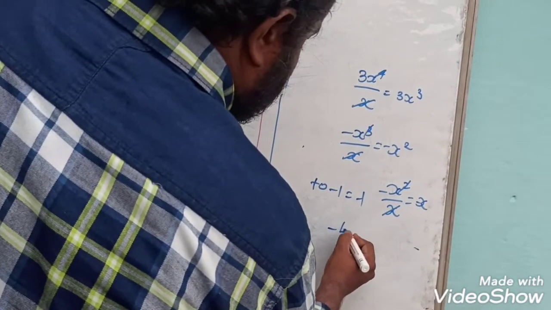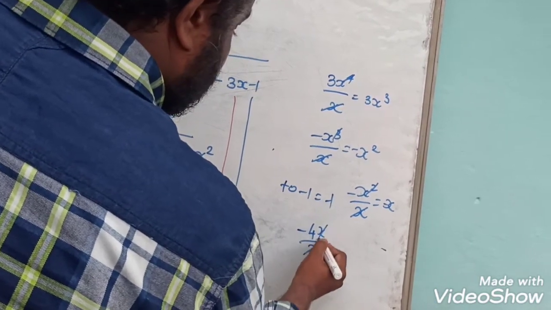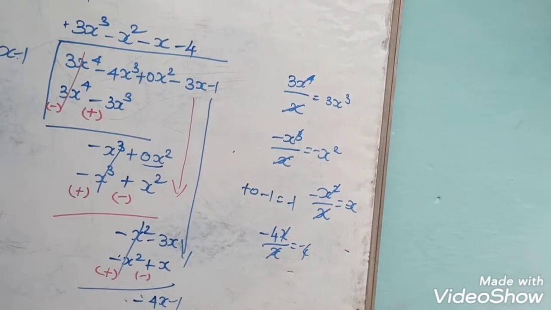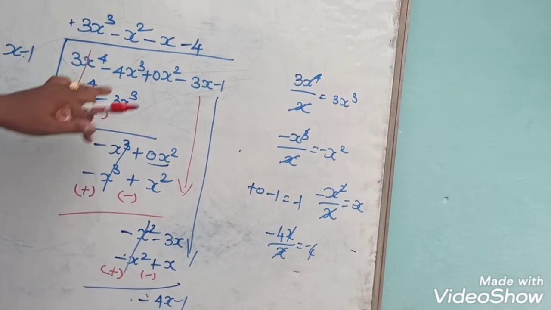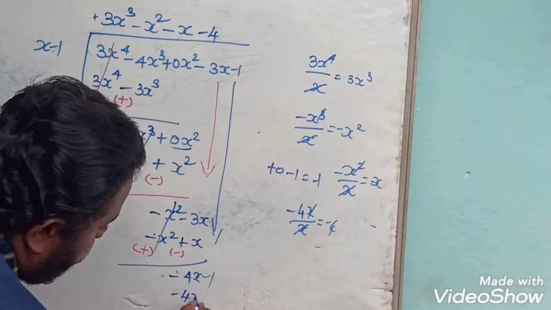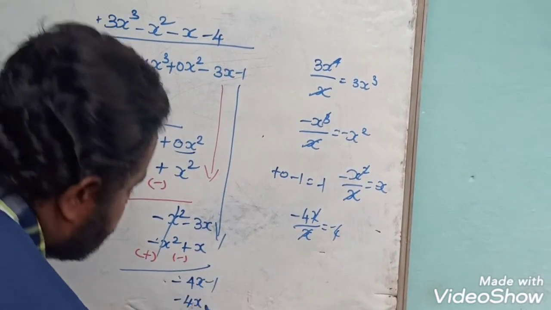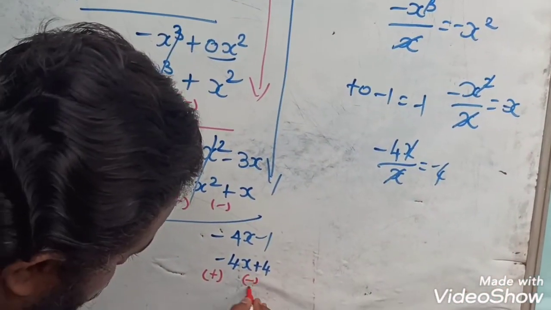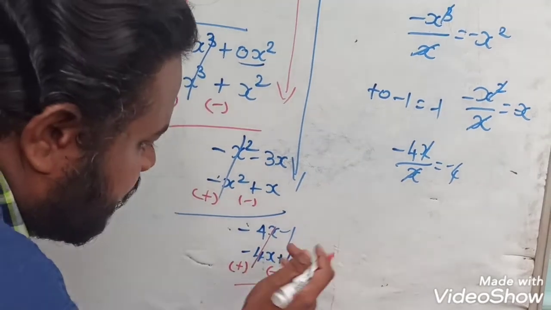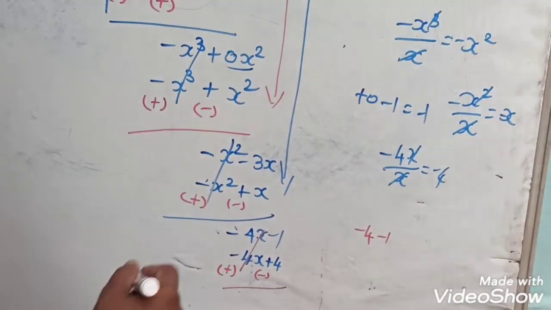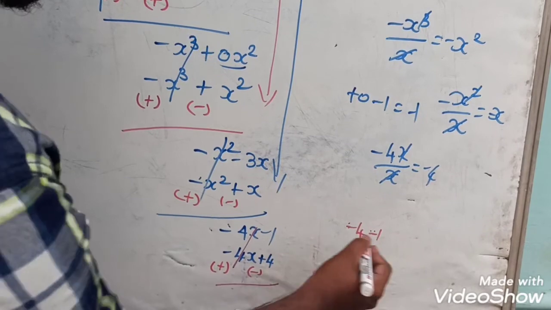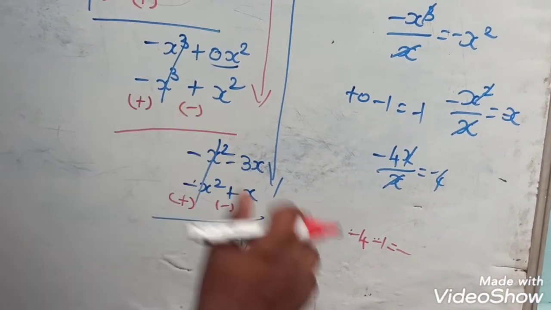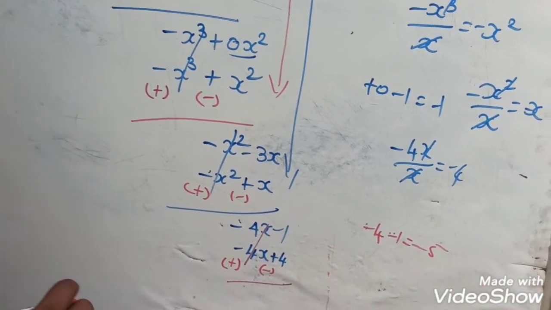Again we compare the first term, minus 4x by x, we get minus 4. Finally we multiply with the constant. Now it becomes the end. So minus 4x, minus into minus, plus 4. Again you change it, plus, minus. This one cancels. Minus 4, minus 1. So both symbols are same. So the answer becomes minus. What is the condition of the integer? The same symbol you have to add. So 4 plus 1, 5. The answer is minus 5.